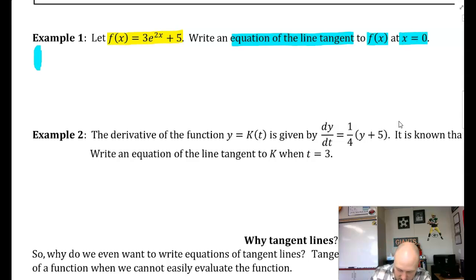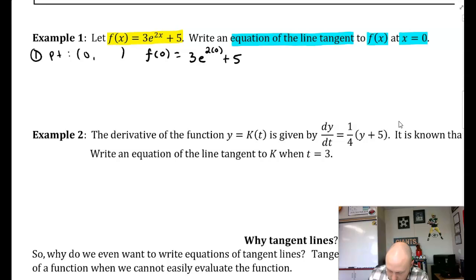Okay, so the first thing that I need is a point. So I'm going to find my point. Now, they already gave us the x value, it's 0. Now, what I need is the y value. So that's going to be f of 0. So 3 times e to the power of 2 times 0. That's just going to be 3 times 1 plus 5, which gives us 8. So (0, 8), that's the point where the tangent line is touching the function.